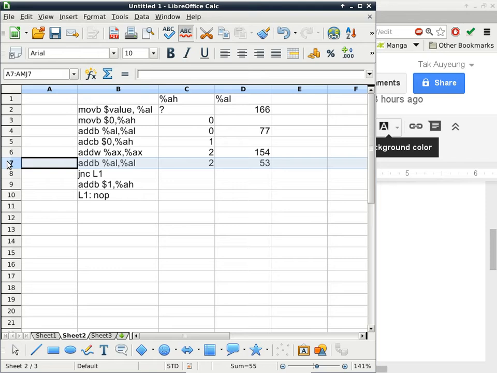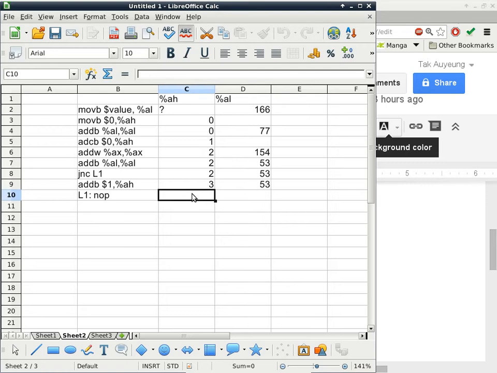So if the carry flag is set and this one says skip around the add B instruction, that means I cannot skip around it, because I only skip when the carry flag is cleared. So nothing happens here. That means I have to go through this instruction, adding 1 to AH. So AH at this point will be 3. Nothing is happening to AL, so 53 is still there. So by the time I get to the very end, AH has 3 and AL has 53.